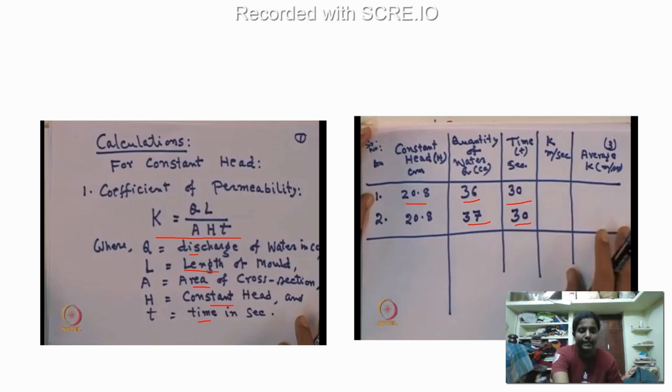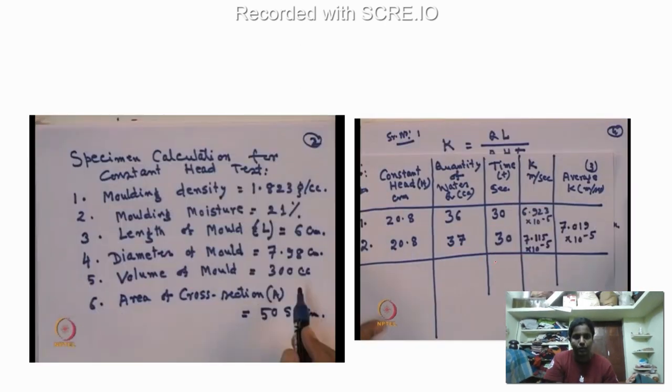So then we directly substitute the values. Then we get what is the permeability. You can see that the permeability is around 10 power minus 5 meter per second. If it is going to be clay soil, this will be around 10 power minus 9, minus 8 something, which is going to be very, very low. So that's why we cannot conduct constant head test for your clay soil.